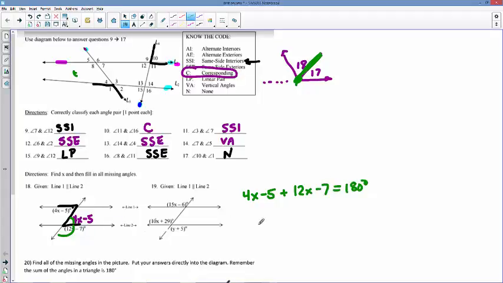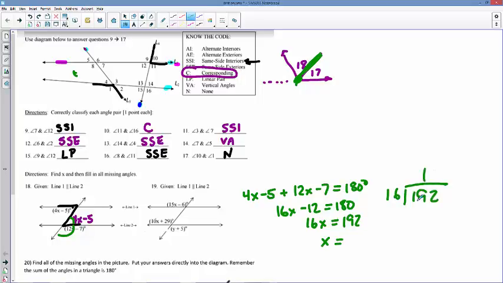Okay, and of course we add like terms. Add 12 to both sides. Right, 16 goes into 192, if you're not using a calculator, one time. And that's 12. Okay? So this one, 19 is new.